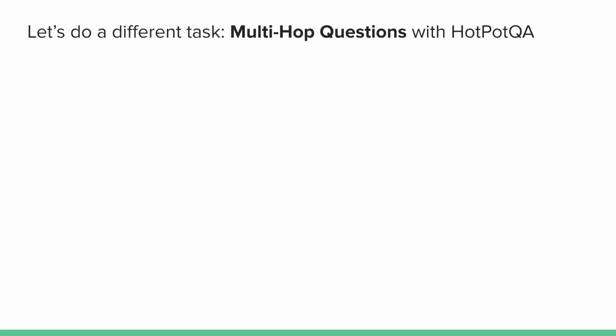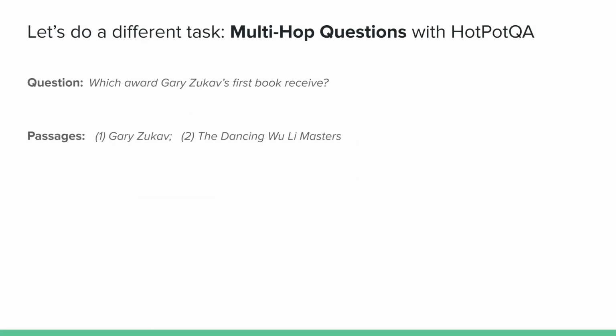Now you could move on to a number of other tasks. We could take on MultiHop Questions, a task that I like because it helps look at various pieces of this. So these are questions like, which award did Gary Zukav's first book receive? And there are 2 subtasks here, really. One is finding passages from Wikipedia that can help answer this task, and the other is actually generating the answer.